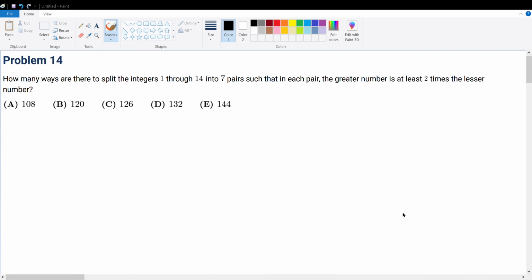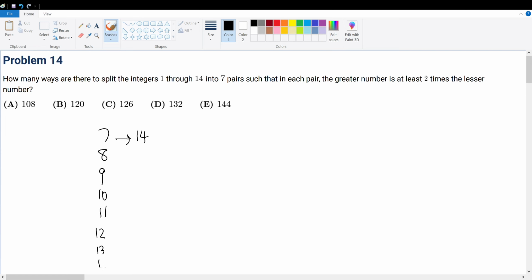So when you want to think of this, let's think about special terms within this series that have more restriction than others. Particularly, let's consider 7. 7 must pair with 14, right? Because it has to be at least twice. So what about numbers greater than 7 and less than 7? 8, 9, 10, 11, 12, 13, 14.